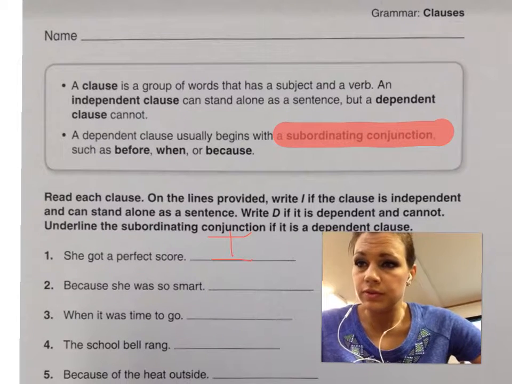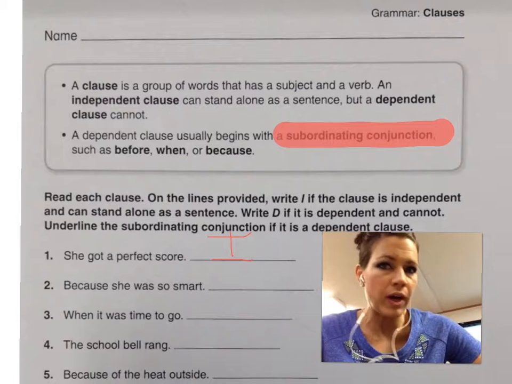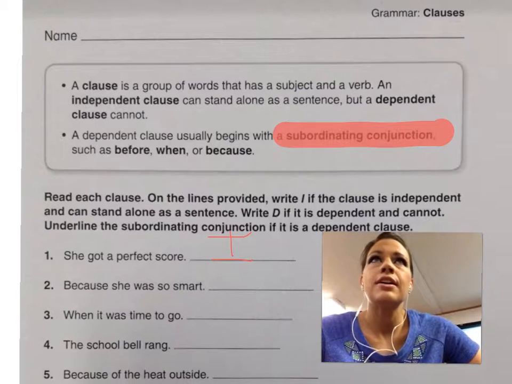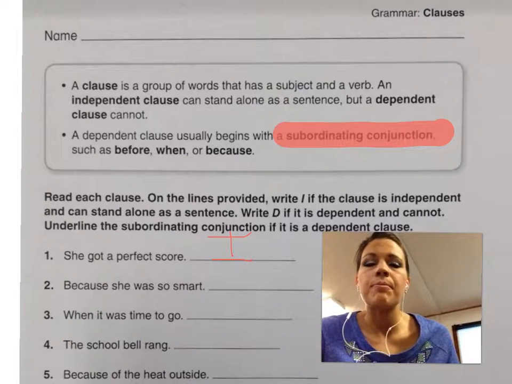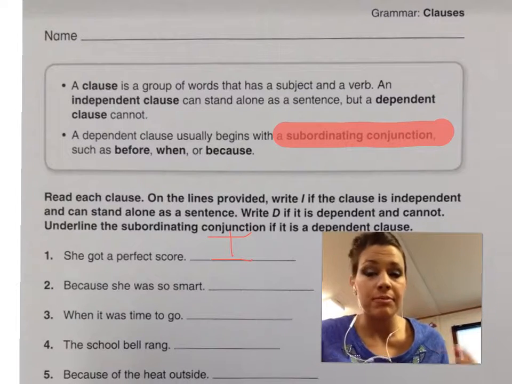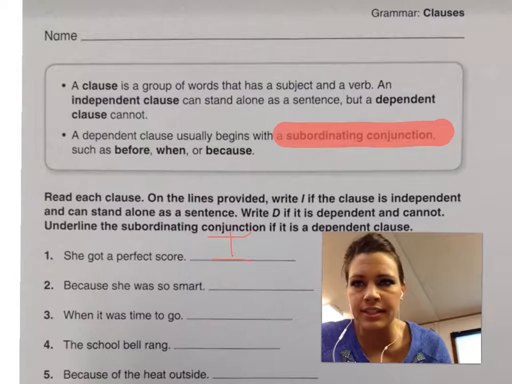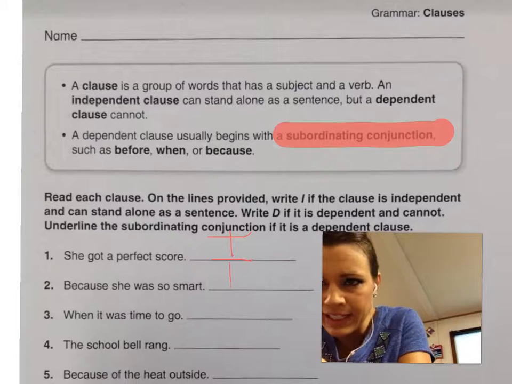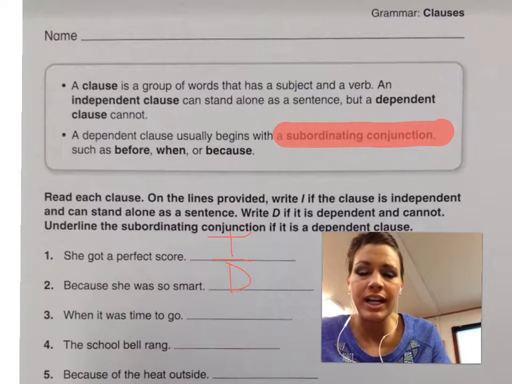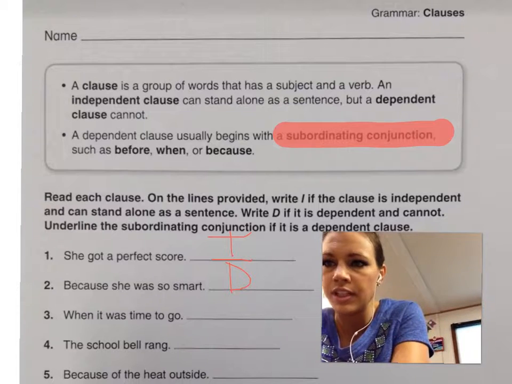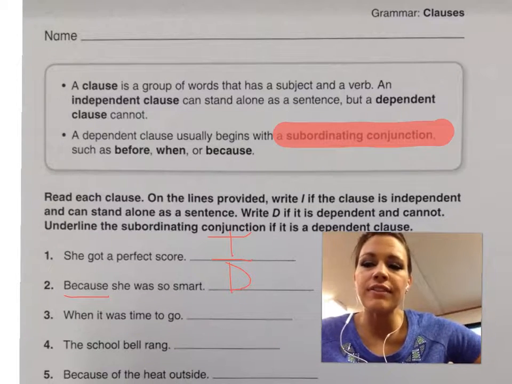Number 2, because she was so smart. Because she was so smart. Ooh. Because she was so smart, what? We don't have a complete sentence here. This clause is definitely dependent. So I'm going to put my D on the line, okay, and I'm going to underline my subordinating conjunction. Did you pick it out? It was because.